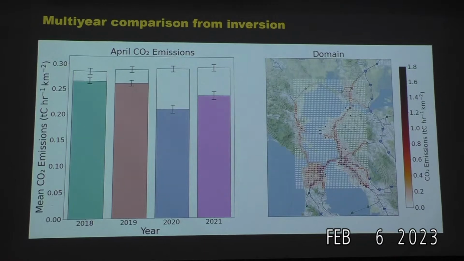So here's just one other result. This is now 4 consecutive Aprils. So in 2018, we estimated this much CO2 emissions. 2019, a slight change. There's 2020, that was the deep COVID year. And then we're back quite a lot in 2021.